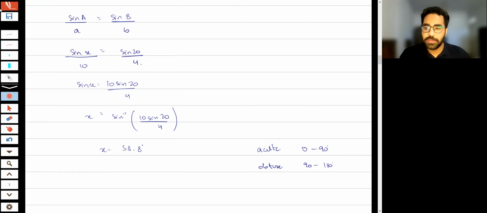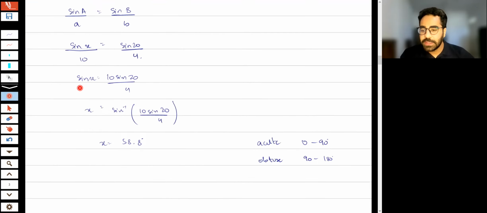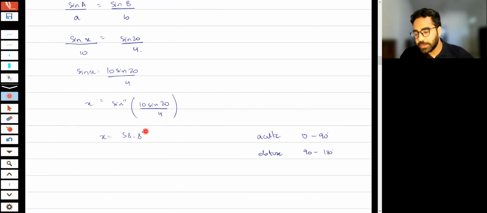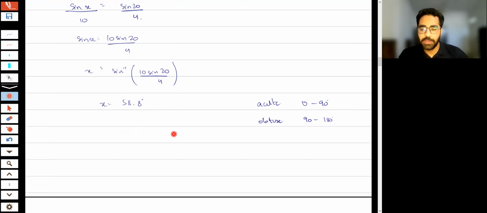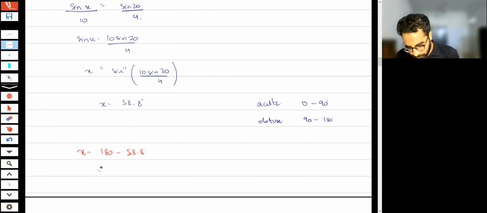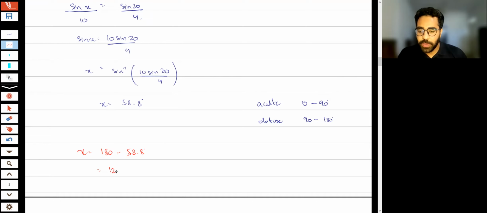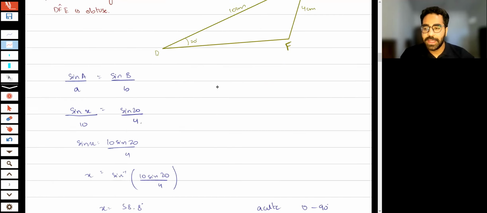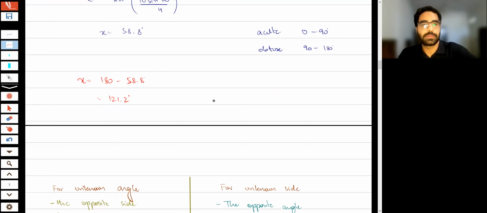Okay, whenever you get this kind of a question, ठीक है, याद रखना साइन से आपके पास हमेशा you'll always get an acute angle. So if you have to find an obtuse angle, what you're going to do is you're going to subtract the angle from 180. ठीक है, so 180 minus the angle that I have, so 180 minus 58.8 gives me 121.2 degrees. Now this would be the value of the angle DFE. Okay, this is the value of the angle DFE.